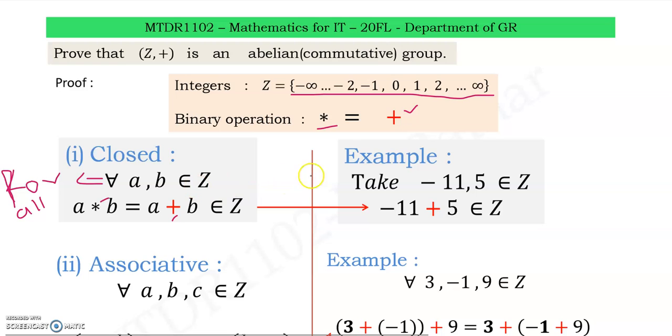This is true. By some example, I can show you. I take two numbers minus 11 and 5. You take any two numbers, no issue. I apply the binary operation. What is the binary operation? Plus. So minus 11 plus 5, how much? The answer is minus 6. Yes or no? Does this belong to Z or not? Yes, this belongs to Z. So it's correct. Not only for these two values, you take any two values. That's why we are writing this for all. So closed property is correct.